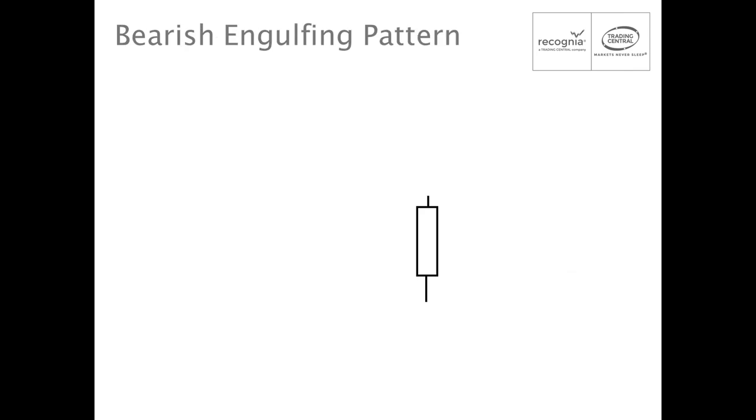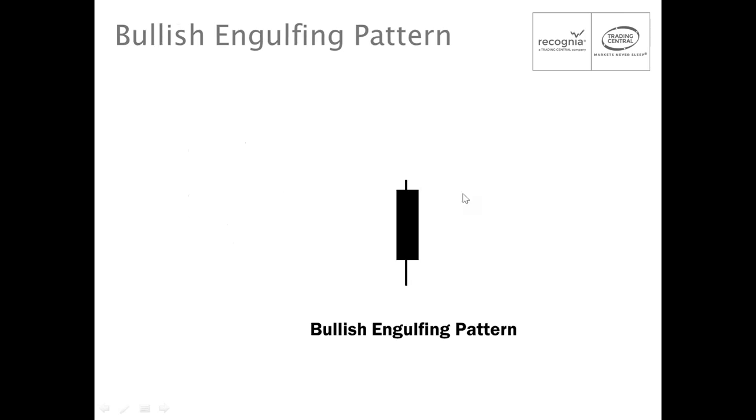Now, another bearish pattern which you may want to be aware of is something called the bearish engulfing pattern. The bearish engulfing pattern is formed when we have a white candlestick, which is then followed by a black candlestick, which completely engulfs the real body of the preceding candle. So it looks like this. You've got a white candlestick, and the real body is completely engulfed by the subsequent black candlestick. This indicates a bearish pattern. Now, it's important that we completely engulf the white candlestick.